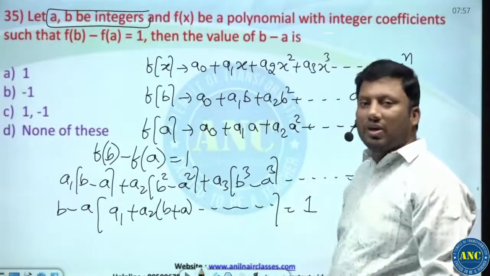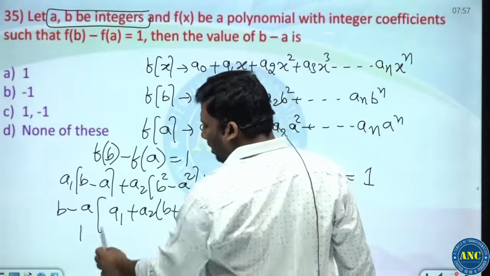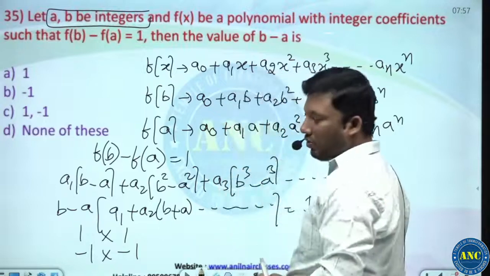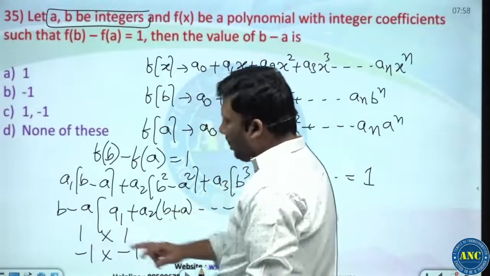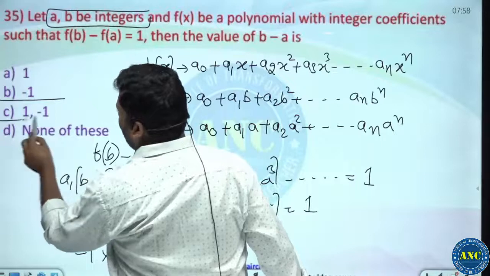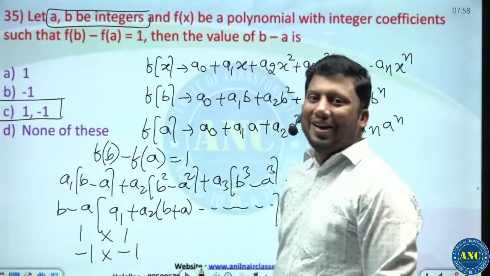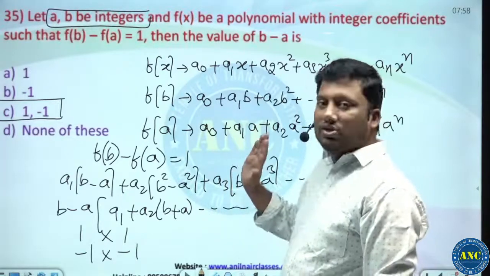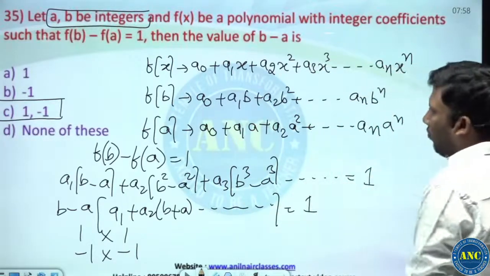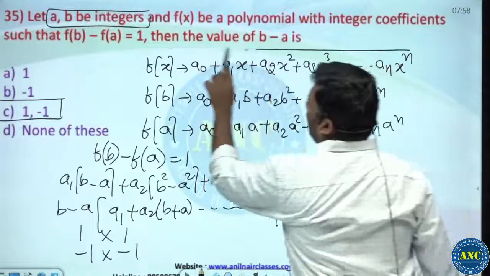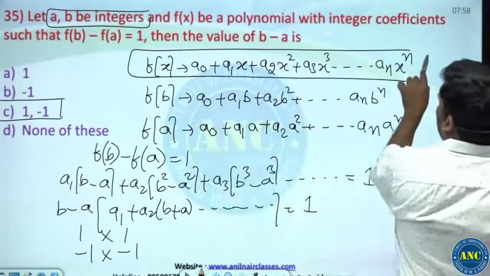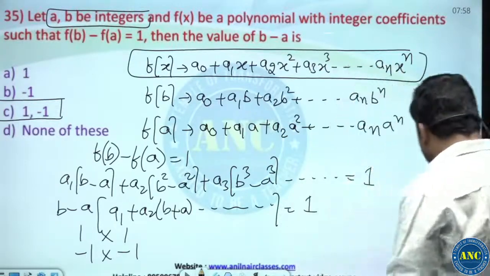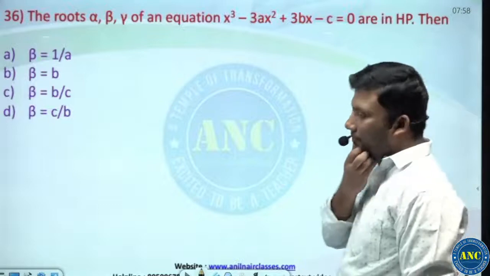In how many ways can you write 1 as a product of two integers? 1 into 1 is 1. Minus 1 into minus 1 is 1. That means this value can take 1 or minus 1. I hope the idea is clear. Very, very good quality questions. So the answer: b minus a will take 1 or minus 1. The generic form of the polynomial function is given by a0 plus a1x plus a2x square and so on up to an x power n.